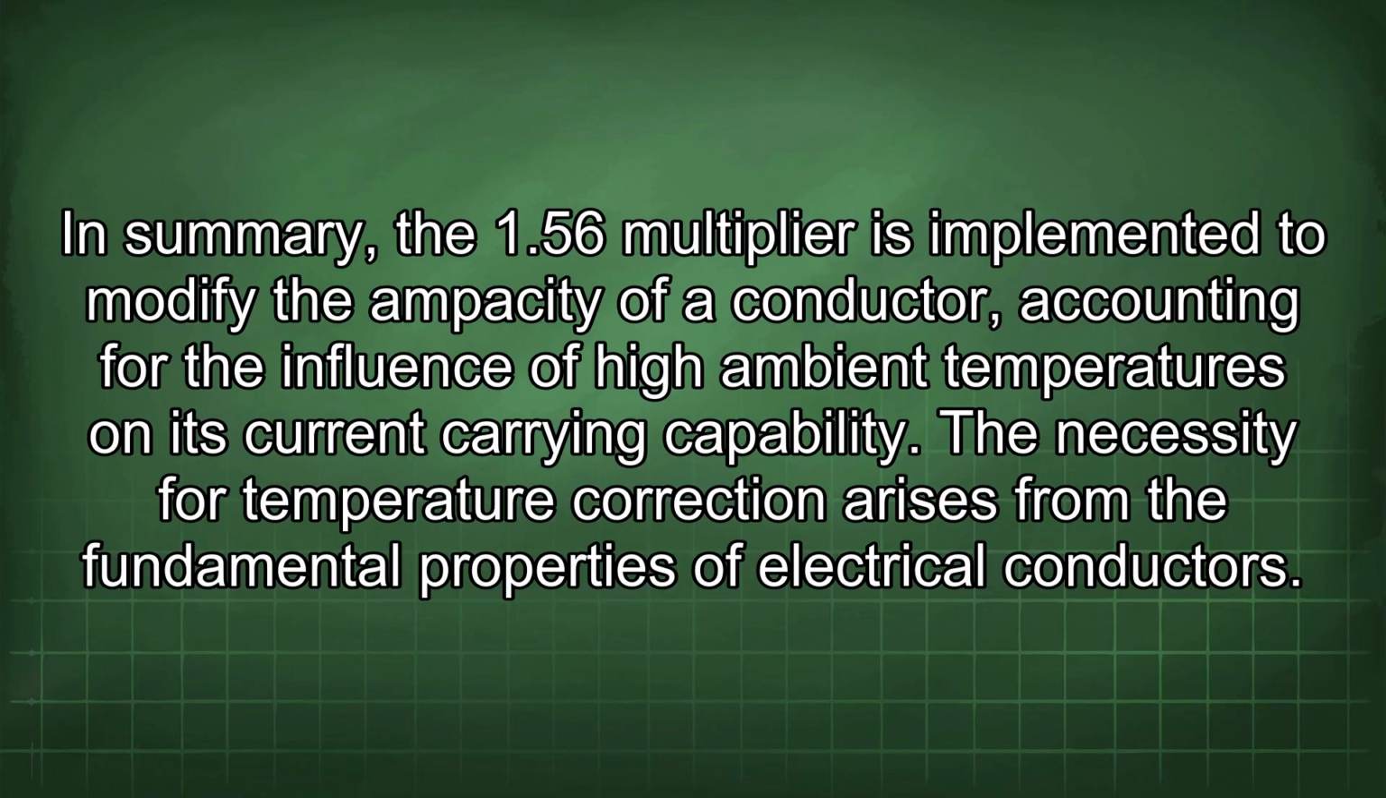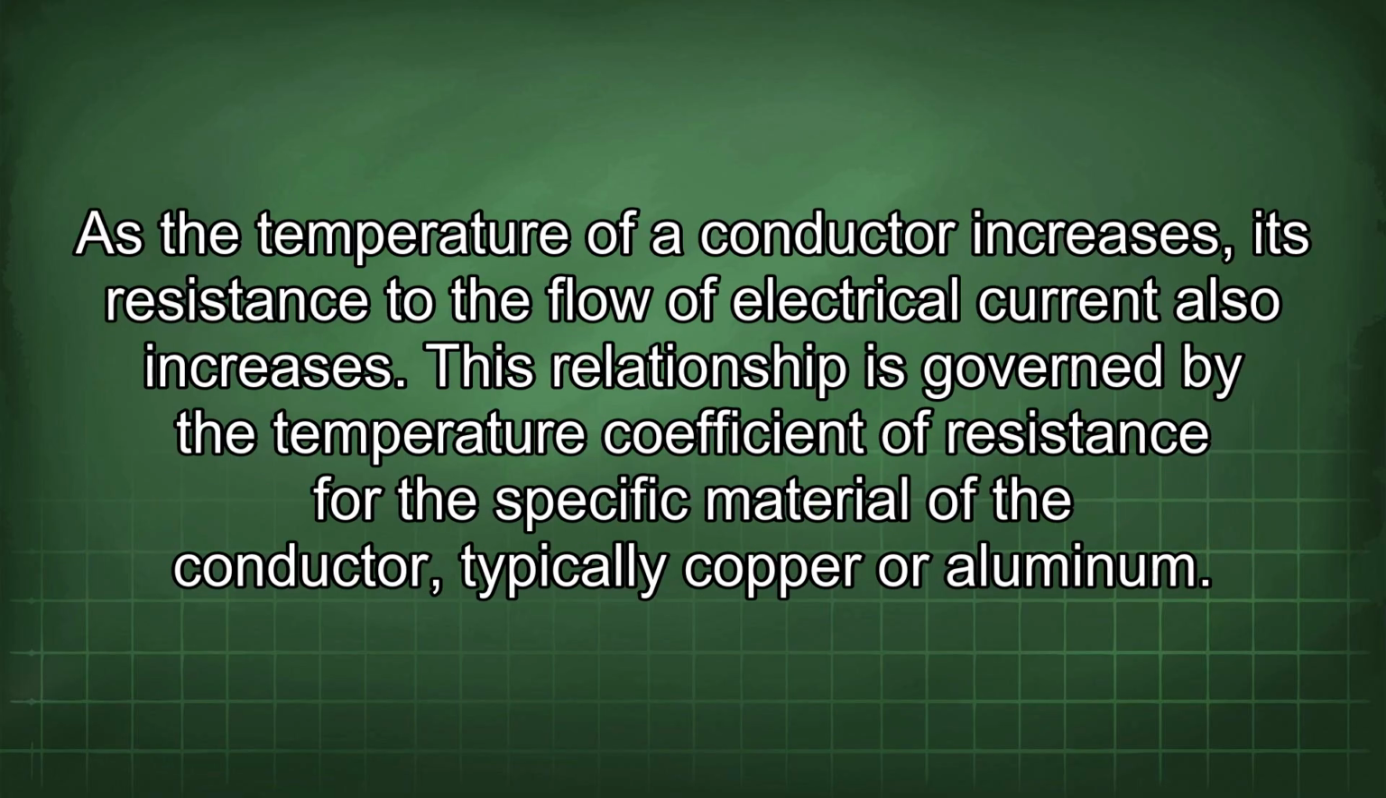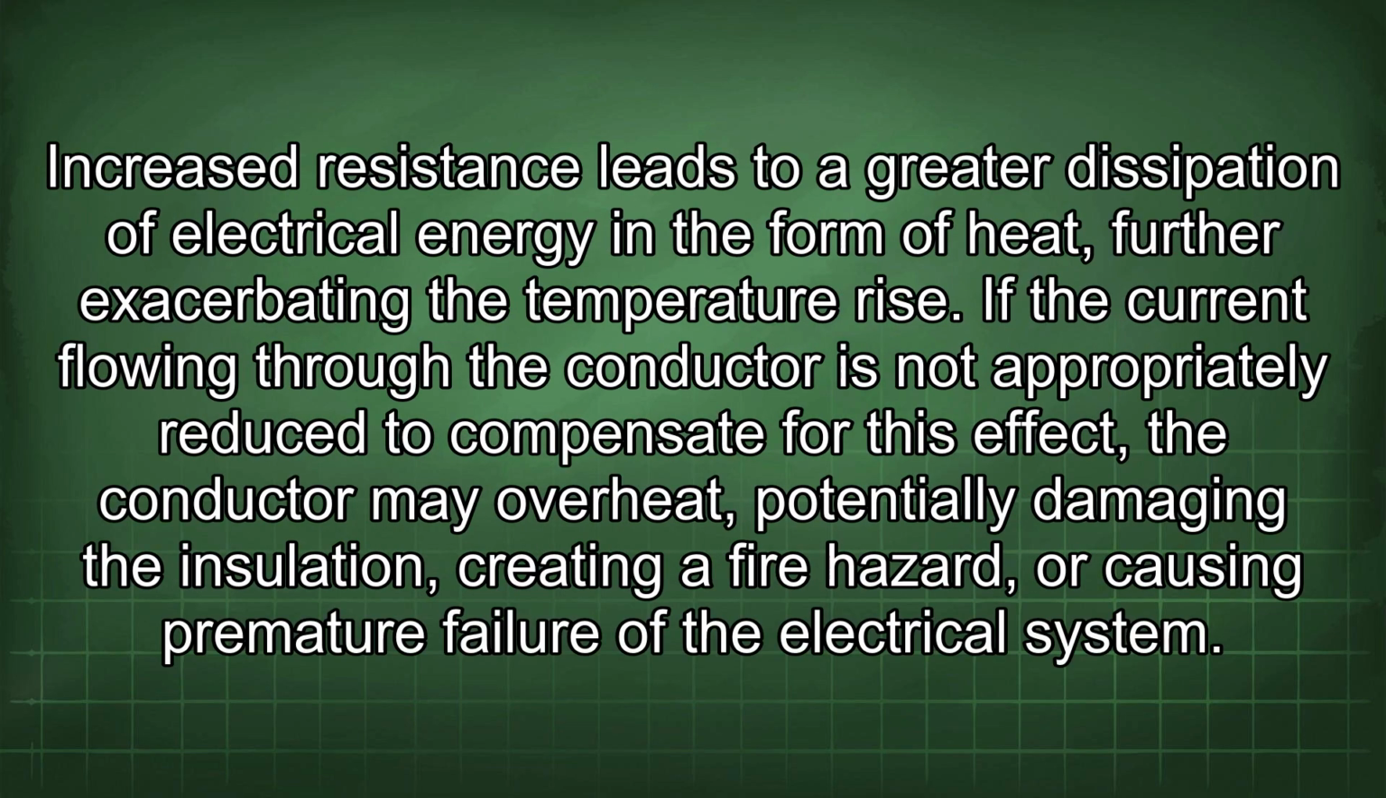The necessity for temperature correction arises from the fundamental properties of electrical conductors. As the temperature of a conductor increases, its resistance to the flow of electrical current also increases. This relationship is governed by the temperature coefficient of resistance for the specific material of the conductor, typically copper or aluminum. Increased resistance leads to a greater dissipation of electrical energy in the form of heat, further exacerbating the temperature rise. If the current flowing through the conductor is not appropriately reduced to compensate for this effect, the conductor may overheat, potentially damaging the insulation, creating a fire hazard, or causing premature failure of the electrical system.